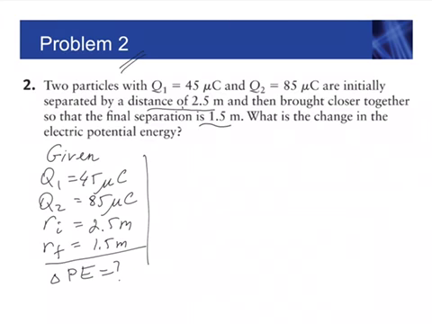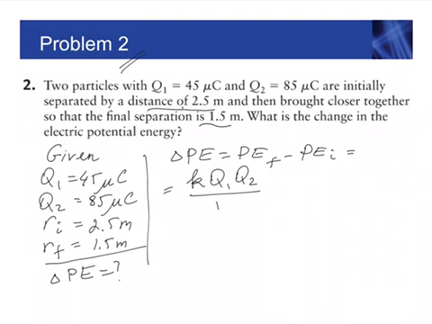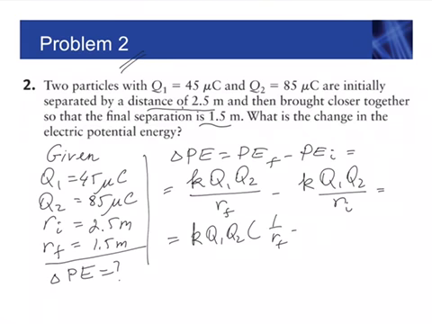So how would we approach it? Change in potential energy is equal to potential energy final minus potential energy initial, which is K, Q1, Q2 over R final, not squared, just plain R final, minus K, Q1, Q2 over R initial. Let's simplify it: K, Q1, Q2, times 1 over R final minus 1 over R initial.